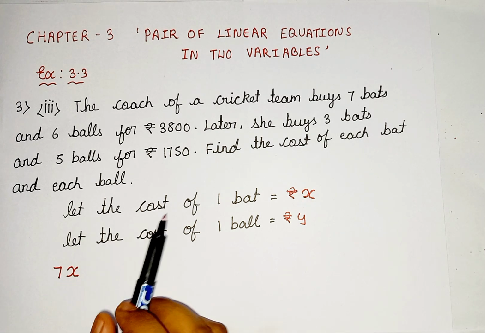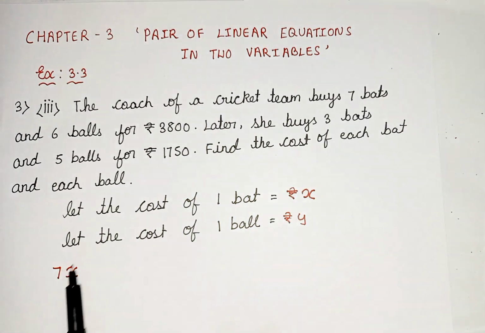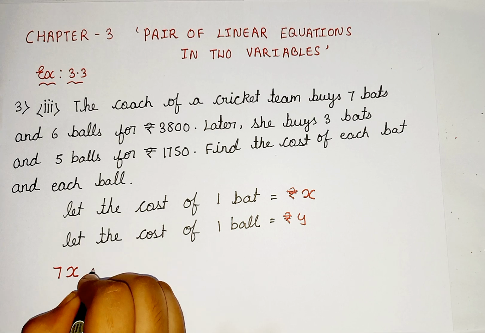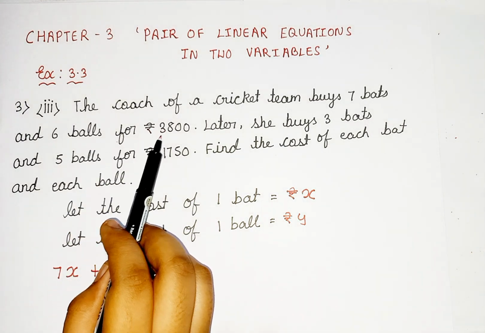Why? Because 7 represents 7 bats, and x means the cost of 1 bat. If you are buying a lot of bats, we need the amount of one particular bat, then only we'll be able to find the total amount, isn't it? Now we are supposed to add it with 6 balls for rupees 3,800.